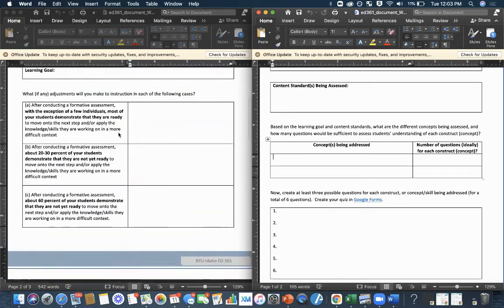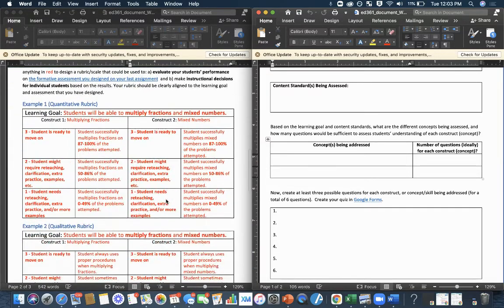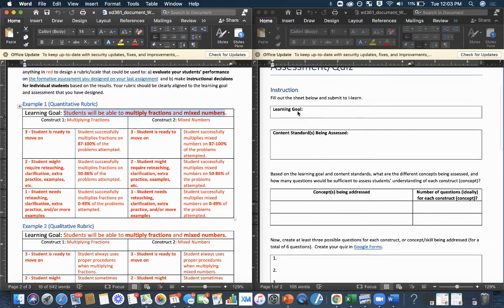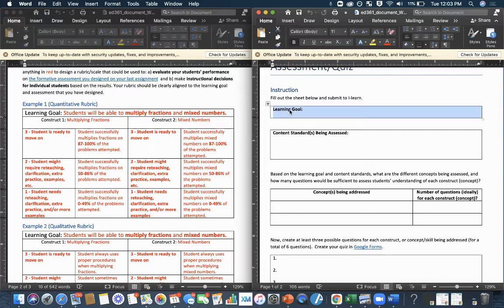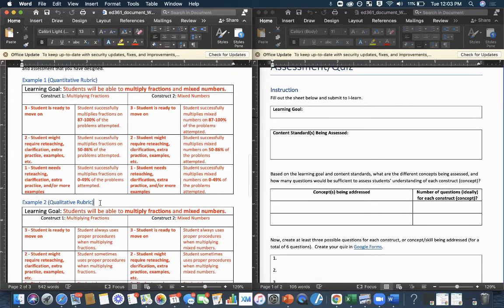Up here, we were talking about what we would do on a class-wide scale, right? What would I do as a teacher with the whole class? But now I need to say, okay, if my student, an individual student, is at different levels, what would I do with that individual student in each of those cases? So right here, your learning goal comes right from here, the learning goal from your quiz. Okay, and you can choose either a quantitative rubric or a qualitative rubric.